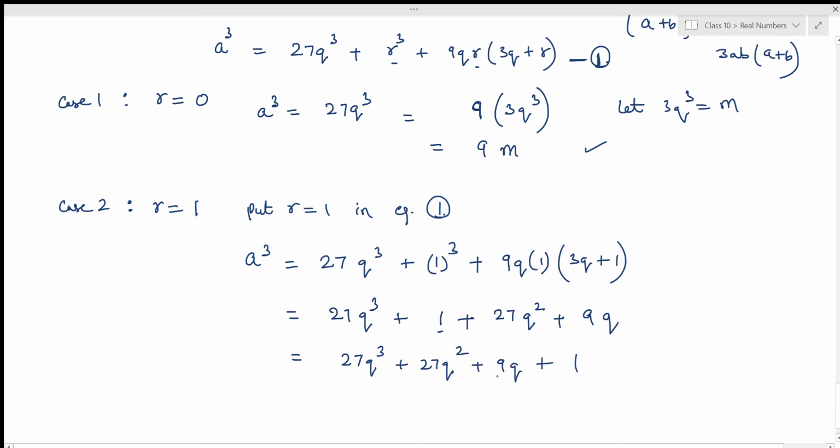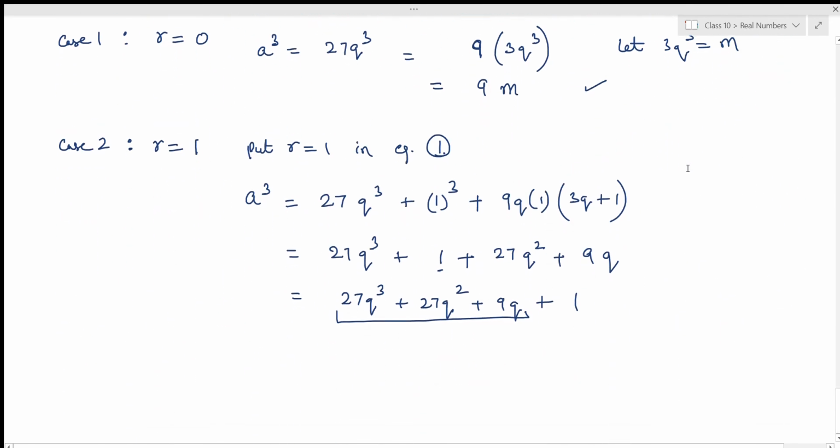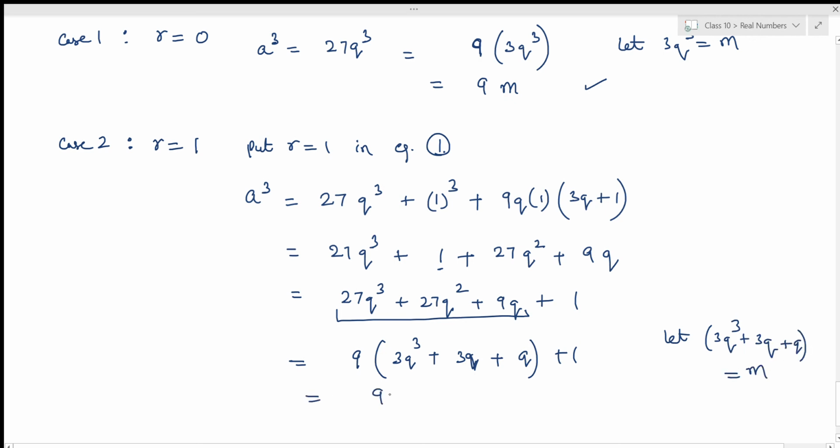Now from all these you can take 9 common, because you need to represent it in the form of 9M plus 1. So let's take 9 common. That will become 3Q cube plus 3Q square plus Q, plus 1. I'll again say that let 3Q cube plus 3Q square plus Q be equal to M. So this will become 9M plus 1.